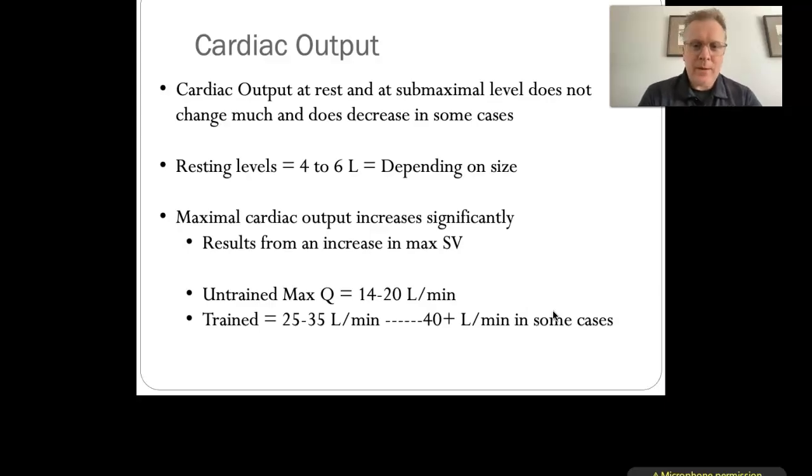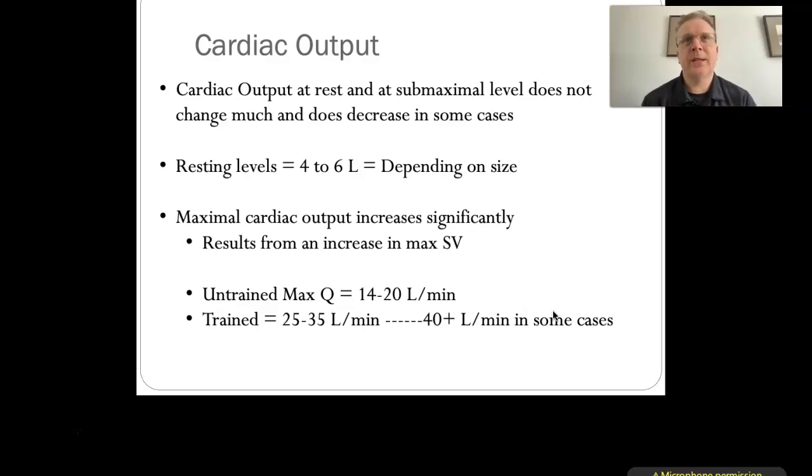So maximal cardiac output increases quite a bit, once again, because of that increase in stroke volume. How much blood we're pumping per beat is definitely going to dictate how much blood we pump per minute. So untrained max cardiac output, we could see around 14 to 20 liters per minute circulating through the body, which to me sounds like a lot. If you think of those 2-liter bottles, that seems like a lot. But then for trained, we see that dramatically increase, so definitely you can see 25 to 35 liters per minute.